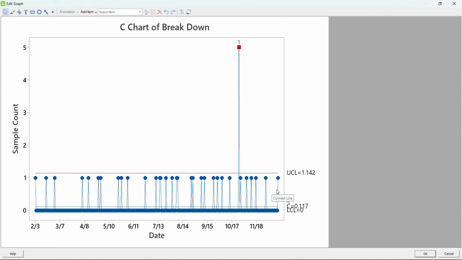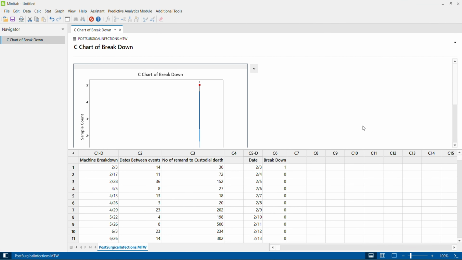Okay, so this is the traditional way of looking at it. Now we will look at it from the G chart options. What does the alphabet G refer to? Alphabet G refers to geometric distribution.